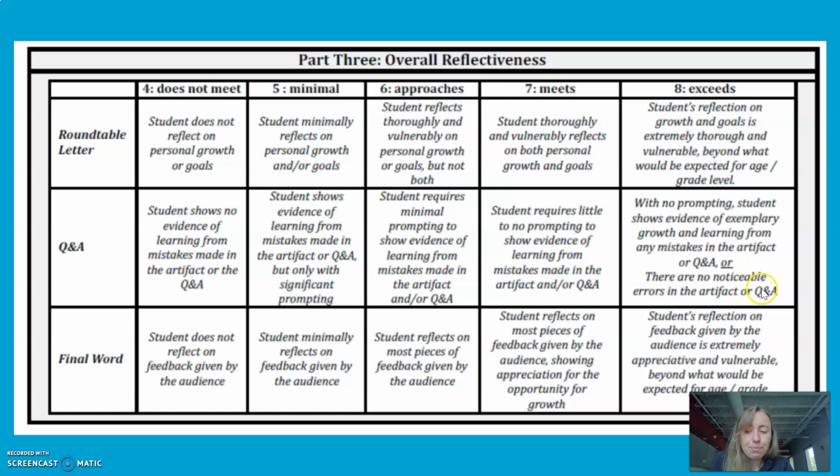Something like that will get you full credit on the reflectiveness question and answer part. Again, if you didn't make any errors, if you have a completely perfect artifact and completely perfect Q&A, which is pretty rare, then you'll get full credit for that automatically.